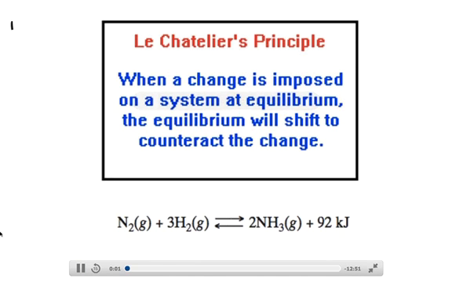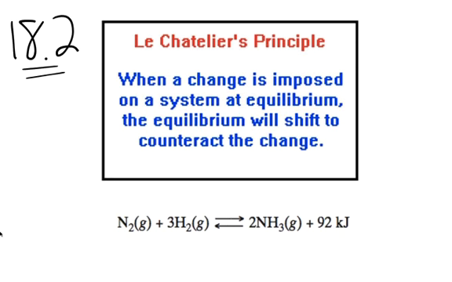We're still looking at equilibrium, and now we're looking at changes or stresses on that equilibrium. With that, it falls under the header of Le Chatelier's principle. Le Chatelier's principle is that when a change is imposed on a system at equilibrium, so if we have this reaction of nitrogen and hydrogen molecules reacting, forming ammonia, and notice it is in equilibrium.